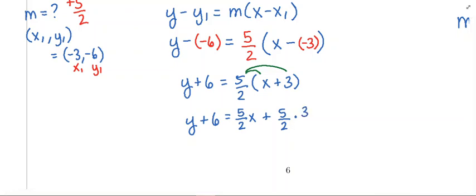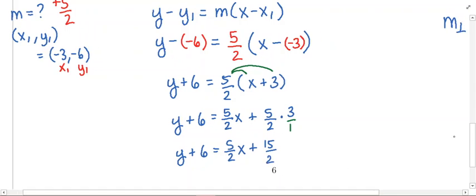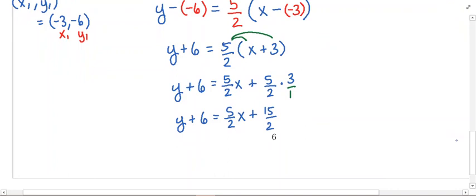Okay, so at this point, you're going to put the 3 over 1. You're multiplying fractions, so you multiply across the top and you multiply across the bottom. So you're going to get y plus 6 is equal to 5 halves times x plus 5 times 3 is 15. The bottom will be 2 times 1, which is 2. Okay. All right. In the next step, we're almost there.